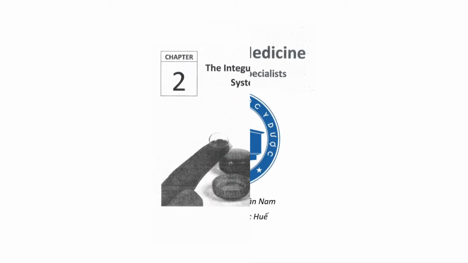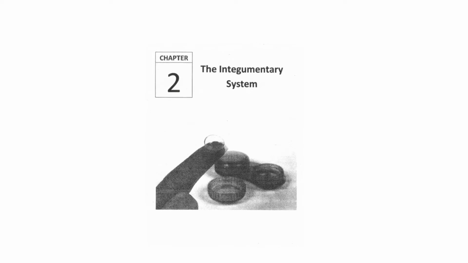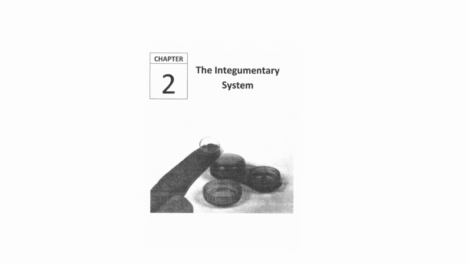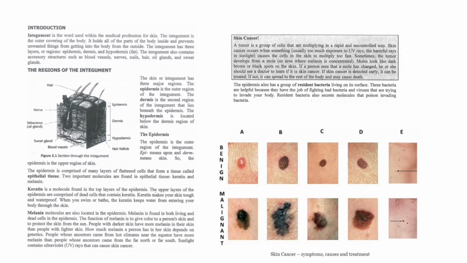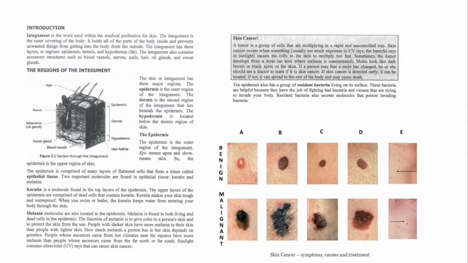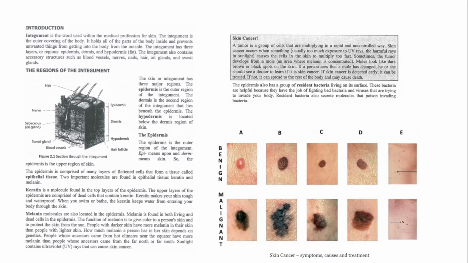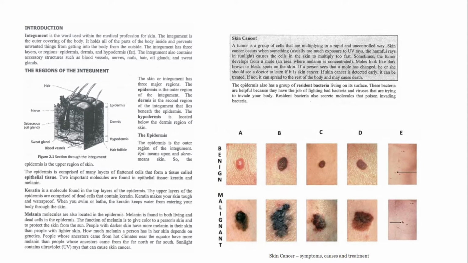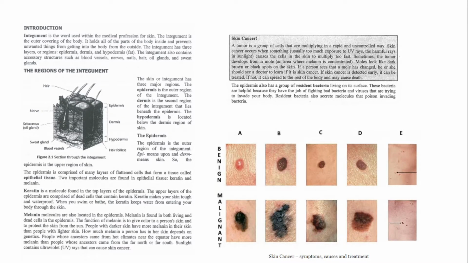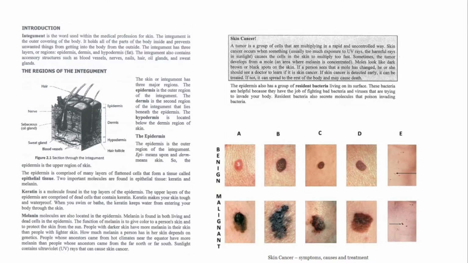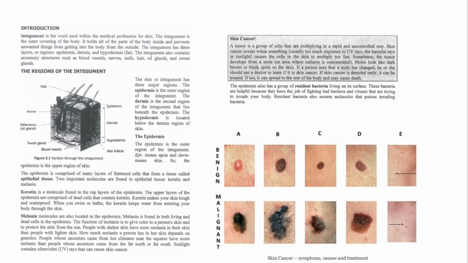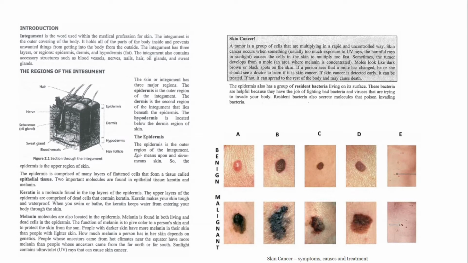The integument also contains accessory structures such as blood vessels, nerves, nails, hair, oil glands, and sweat glands. The regions of the integument. The skin or integument has 3 major regions. The epidermis is the outer region of the integument. The dermis is the second region of the integument that lies beneath the epidermis. The hypodermis is located below the dermis region of skin.